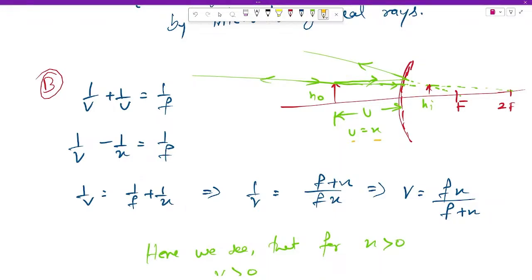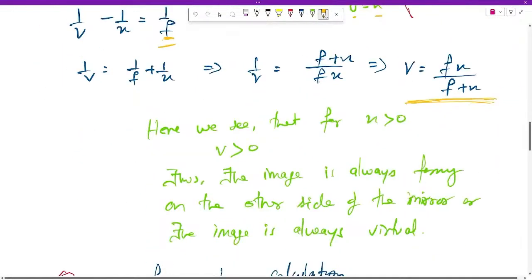Substituting in this mirror equation, we will get 1 by v minus 1 by x equals 1 by f. Here f is positive because it is a convex mirror. And simplifying this, we will get the expression for v, that is fx by f plus x. Here we see that for x equals 0, v is always equal to 0.